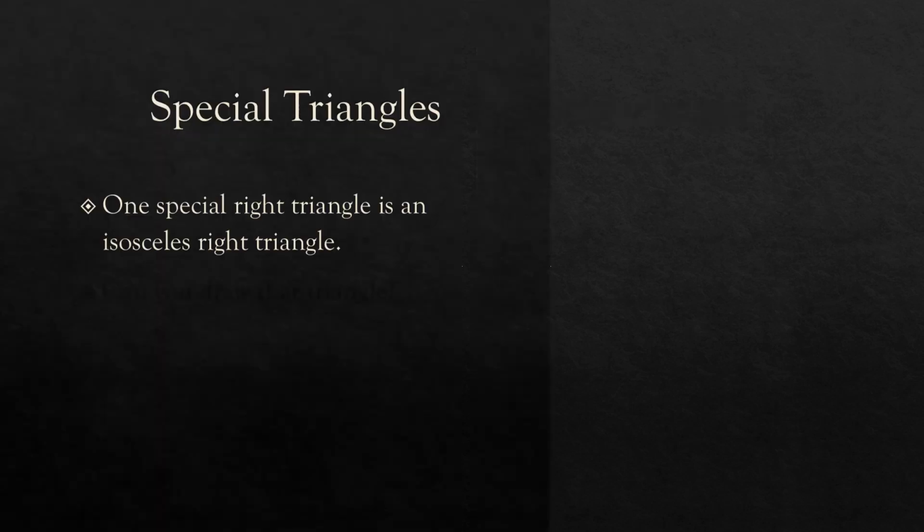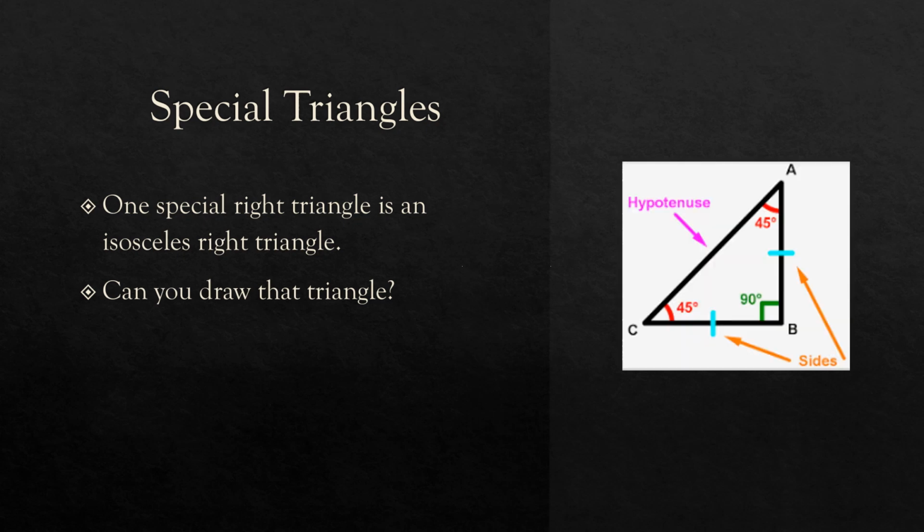One special right triangle is an isosceles right triangle. Can you draw what that triangle would look like? An isosceles triangle would have two sides the same length, and it would have a right angle. This is what it would look like. We have two sides here and here that are the same length, and we have the 90-degree angle across from which is the hypotenuse.